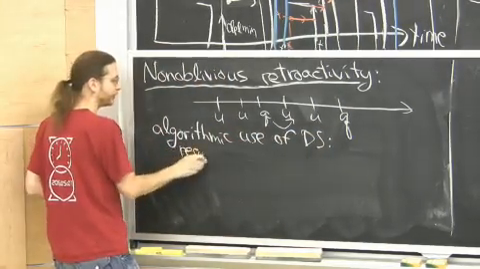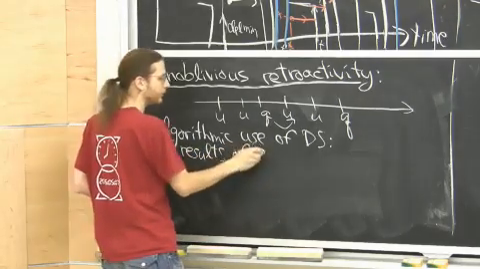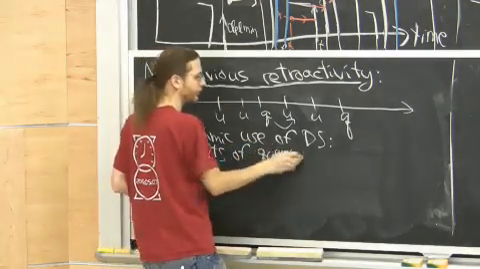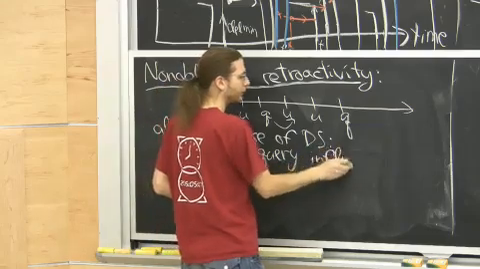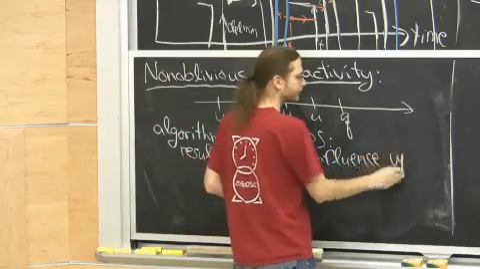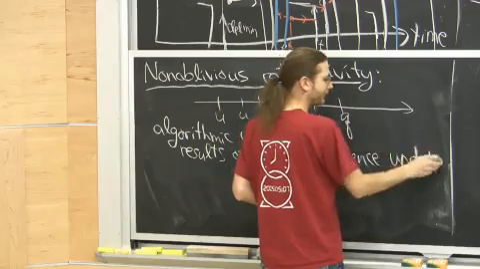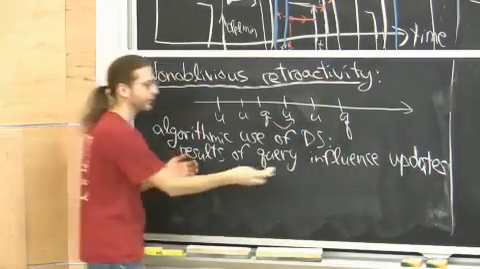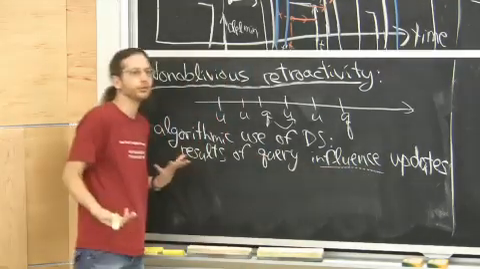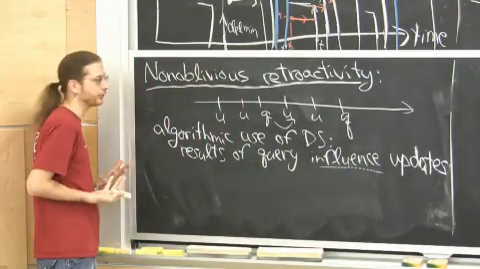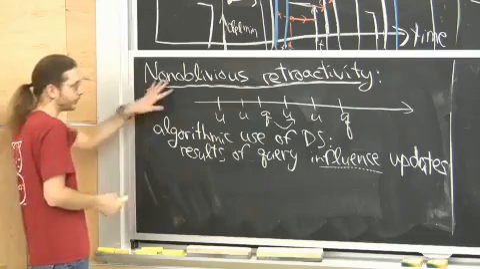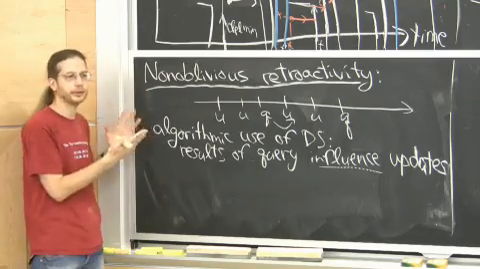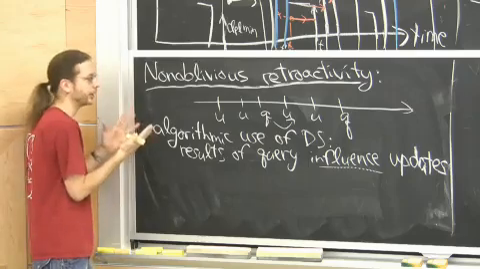Results of queries influence updates. What updates you're going to do. Okay, now this gets a little dicey because what does influence mean? We don't know, because somehow the user depends on these results. But non-oblivious retroactivity is trying to deal with this issue. Can we get something reasonable?